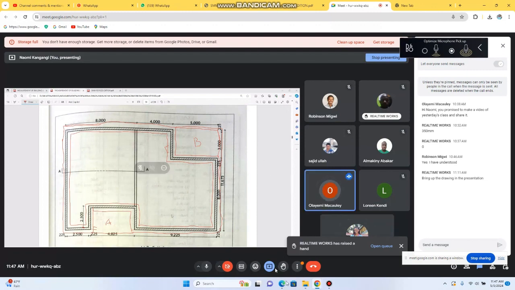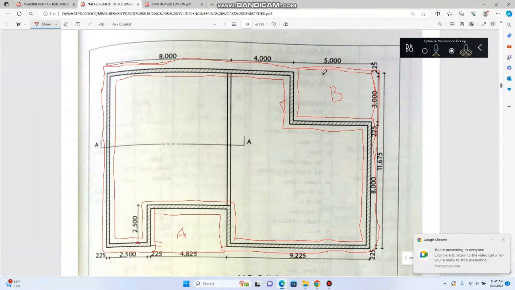So the length is 4? It is 4550 for void B. 4, 5, 5, 0. Yes, it's correct. Kindly tell us what you did. The 5000 minus 225. This was okay.